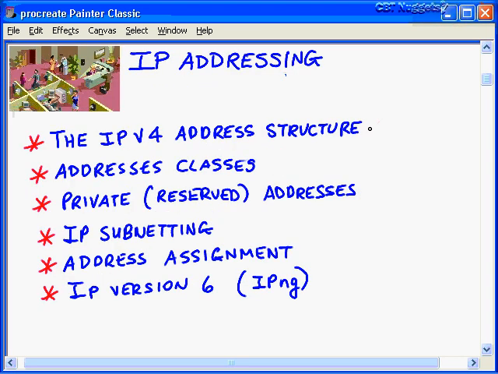In this nugget, we conquered 6 key knowledge areas. First of all, the overall structure of the IP version 4 address, the different address classes focusing on Class A, Class B, and Class C. Then, the private or reserved address space within those classes, looked at the reasons for using IP subnetting and how it's done. Then we looked at address assignment methods, 3 main methods: static, DHCP or automatic, and APIPA, and then finally IP version 6.